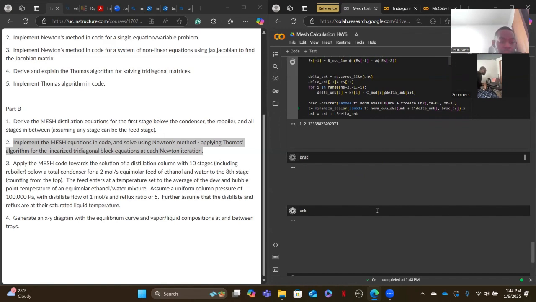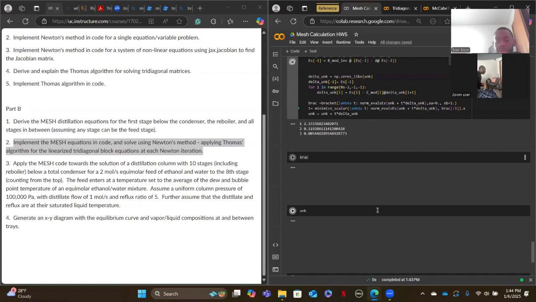But now the next part, we need to generate our XY diagram, which is the easy part of all this. So yay. What we're doing is doing McCabe-Thiele. That's pretty much it.